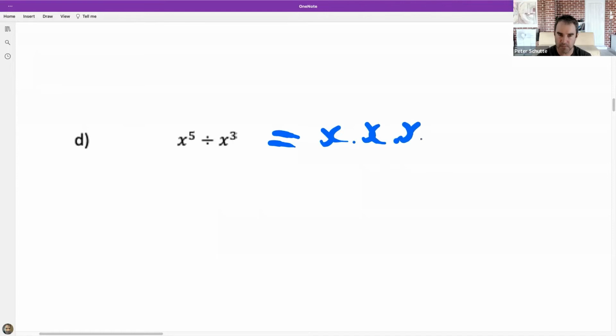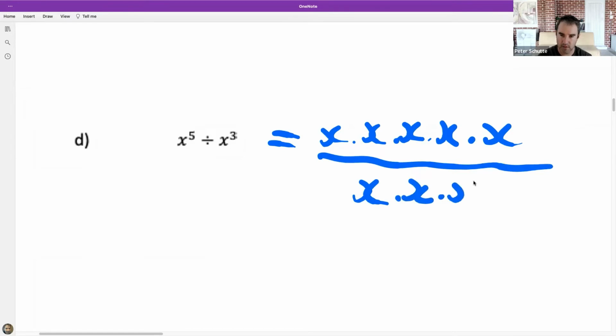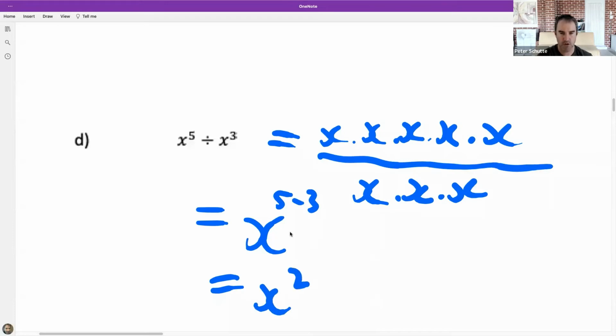What I like to do for students is sometimes I write the question out in full for them, because then they don't lose track of what this is saying. Okay. So the final answer is x to the power of 2, and the shortcut way of doing it is saying if the variables are the same, we just subtract the powers, so 5 minus 3, which is x to the 2.